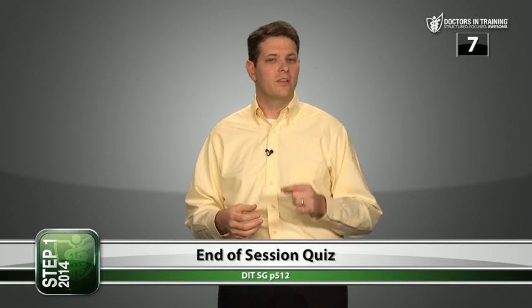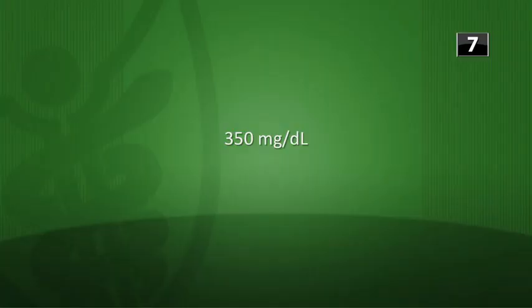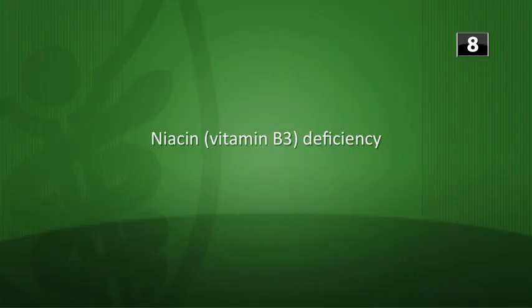Next, what's the maximal serum glucose concentration at which glucose can still be absorbed in the tubules? Remember we said you're going to start to spill glucose at around 160 or so, but you're going to reach saturation of that mechanism at 350 milligrams per deciliter. Next, what vitamin deficiency results from Hartnup disease? Remember, Hartnup disease is a deficiency of tryptophan, which leads to niacin deficiency. And don't forget that niacin is also called vitamin B3, and also deficiency of niacin is called pellagra.